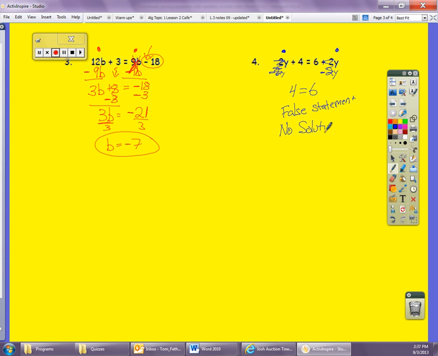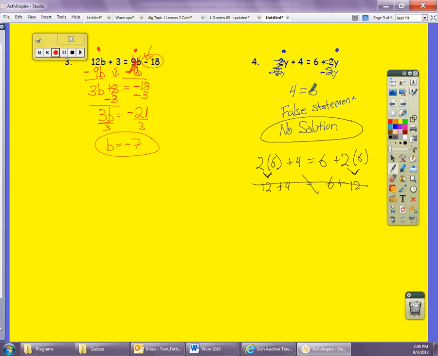We cannot have a solution for this because it doesn't matter what number you put in for y, it'll never be true. So if we put 6 in for y, well 2 times 6 plus 4 equals 6 plus 2 times 6. Well, this is 12 and this is 12, but 12 plus 4 will never equal 6 plus 12. So that will never be true. So that's why there's no solution. So whenever you get to a false statement, there's no solution. Whereas if it would be a true statement, all solutions are all real numbers.